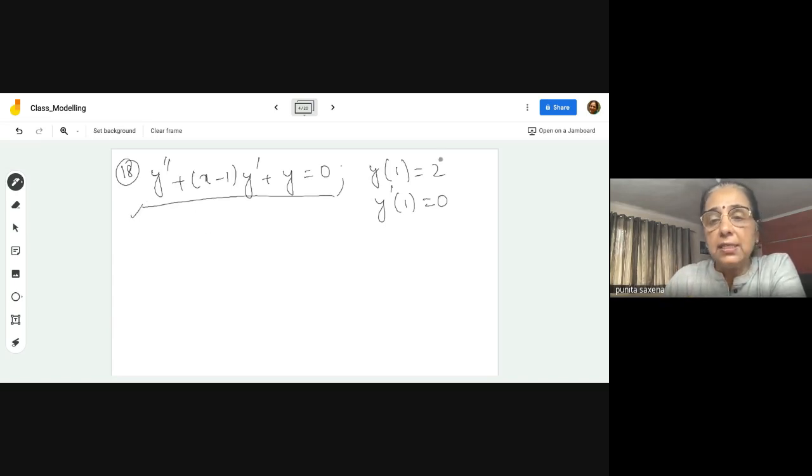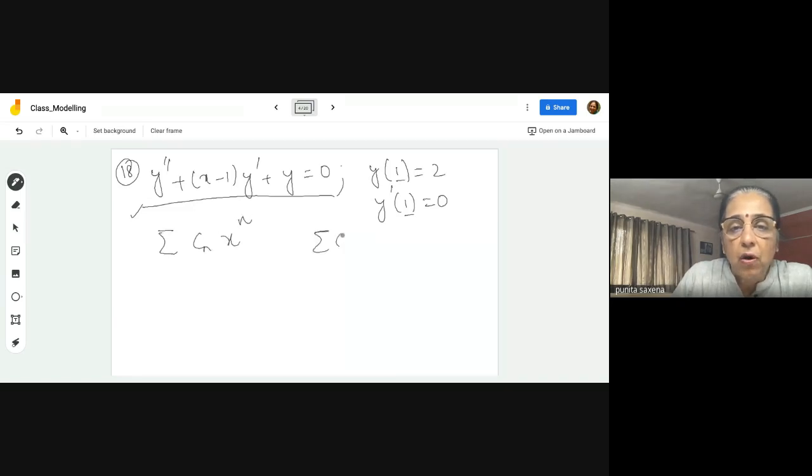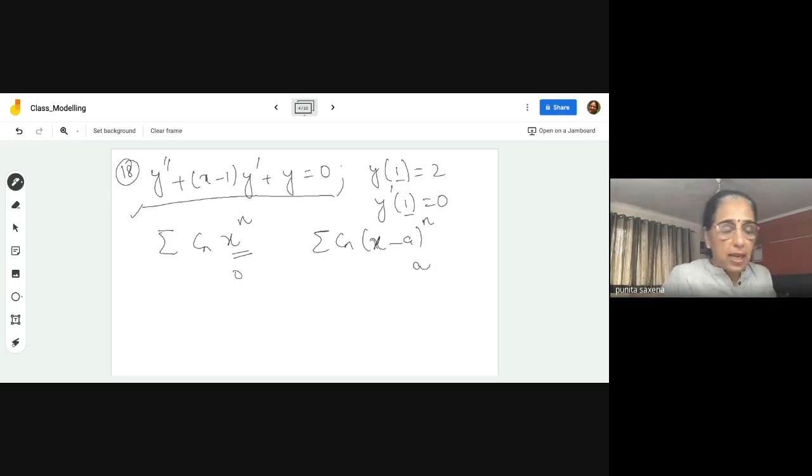Now, the point is that I am given initial conditions about some point. See, when we say series of this form or series of this form, there is a difference, right? Here you are talking of the power series around 0. Here you are talking of the power series expansion around some point A, right? Now, if I am talking of this kind of series, then my initial conditions should be around the point 0 only.